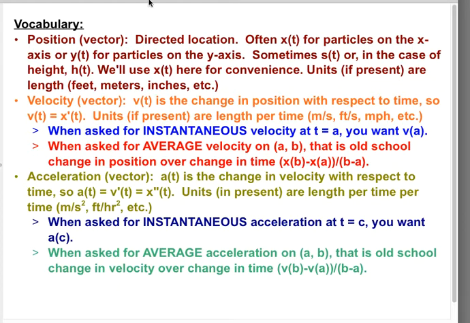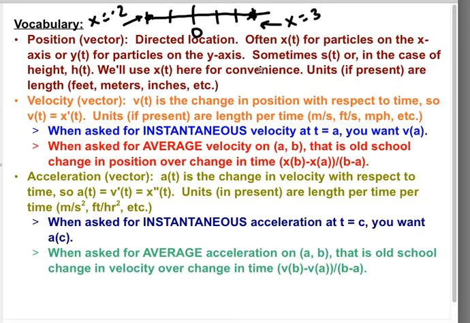Again, it's a directed location. So for instance, if we were talking about a particle moving along the x-axis, and if this is 0, this would be a position of 3. This would be the position where x is 3. This would be a position where x is -2. The part of it that makes it a vector is that it is a directed location. It's to the left or right or above or below a specific point, okay? So that's a directed location.